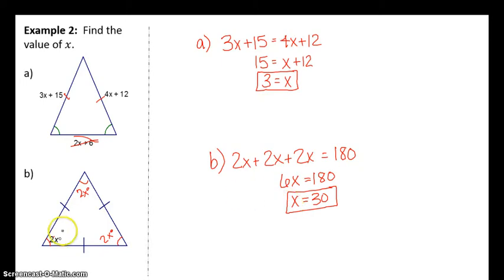Make yourself a note that an equilateral triangle is also equiangular, which we learned in section 4.1 means all three angles are going to be congruent to each other. That's why I made these all 2x. Now you also could have done 180 divided by 3 and gotten 60, so you knew each of these angles was 60 degrees, and then you could have just set 2x equal to 60 to solve for x. You still would have gotten the same answer. So either way works.